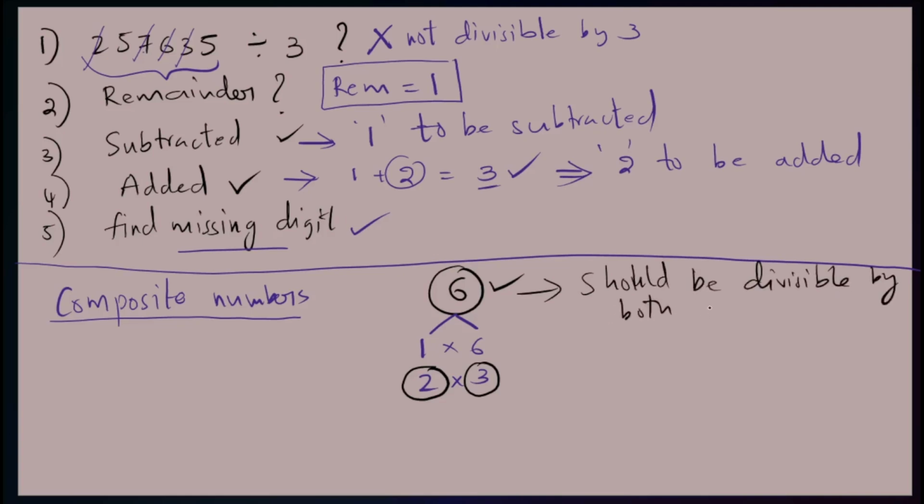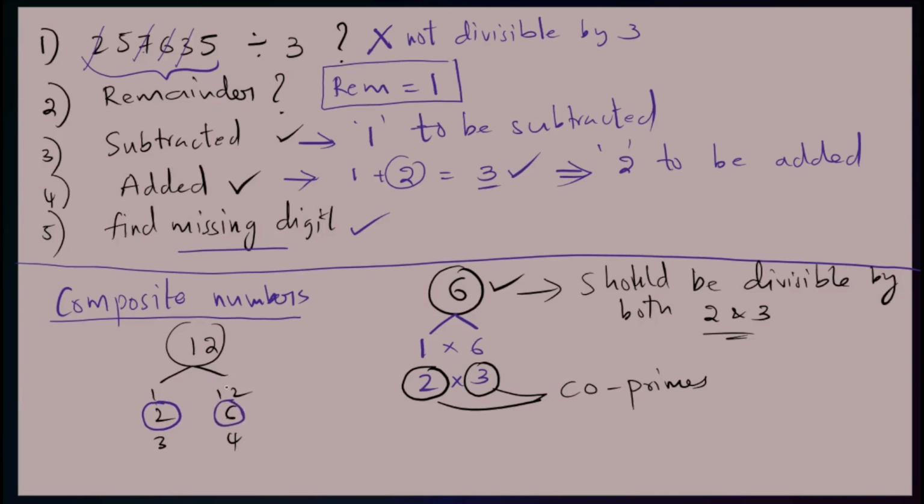Whenever you are choosing 2 and 3, you have to make sure that these are co-primes. For example, for the divisibility rule of 12, your factors would be 1 into 12, 2 into 6, 3 into 4. Now you cannot say that if a number is divisible by 2 and 6, it is divisible by 12. This is a wrong way of doing it because they are not co-primes.